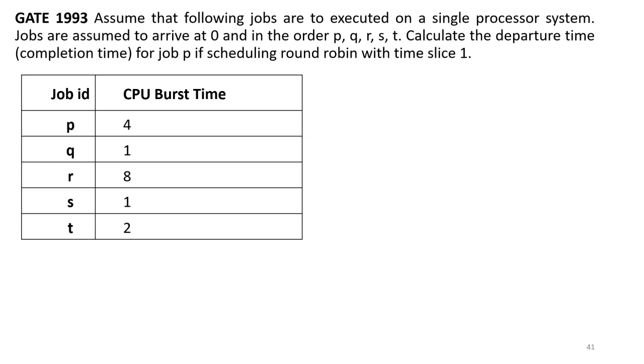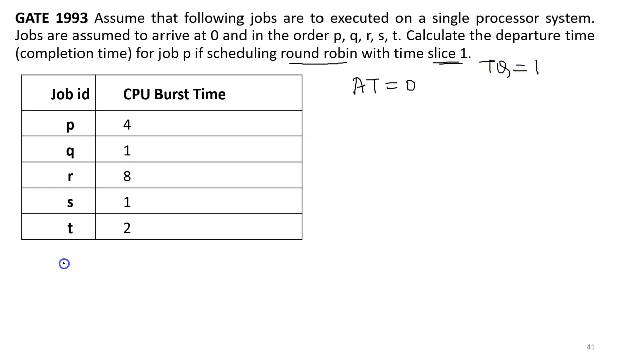Calculate the departure time, that is completion time, for job P if scheduling is round robin with time slice 1. So what is given in the problem is that all processes are arrived at time 0, means arrival time for all jobs P, Q, R, S, T is 0, and we have to follow round robin scheduling algorithm with time slice of 1, that is time quantum of 1.